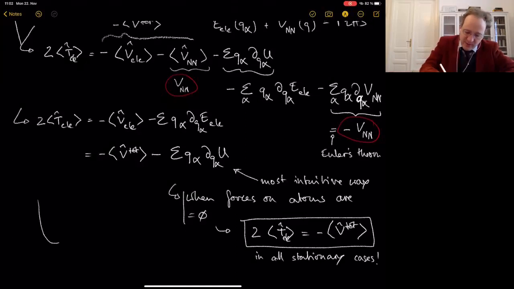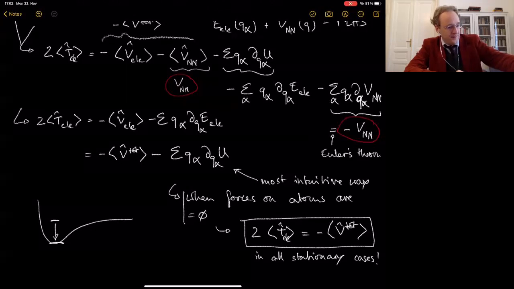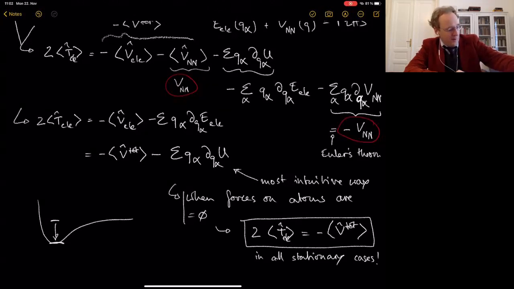So in particular, if you have some binding curve, in this case 2 times your kinetic energy must equal minus the total potential energy. Okay, we will discuss this in more detail after the break. It's 11:02 now, so let's have a break until 11:18, please.